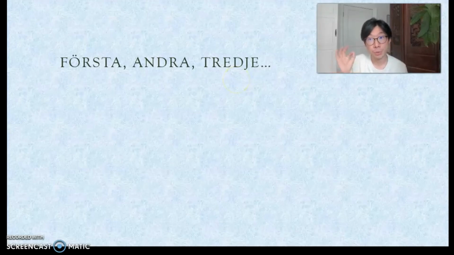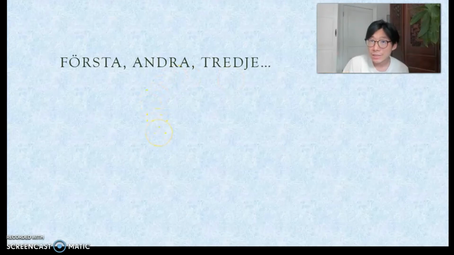Men tänk på adverb har samma form också i svenska. The adverb is also the same, which means in English you say firstly, secondly, thirdly. In Swedish it's also första, andra, tredje.